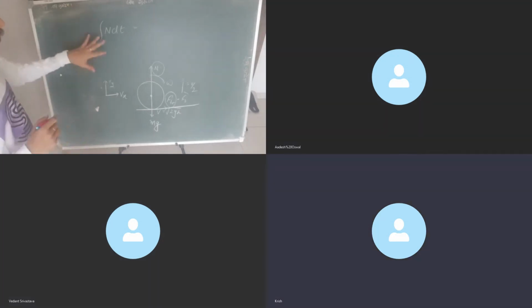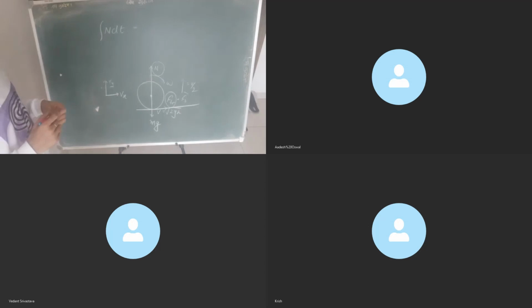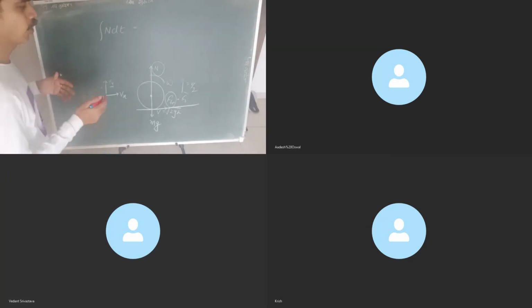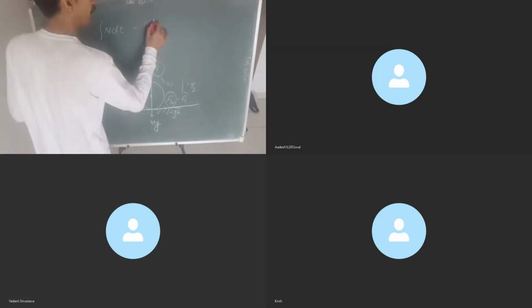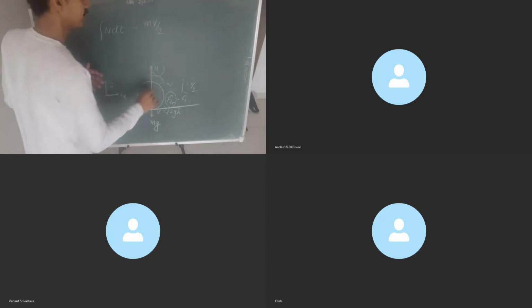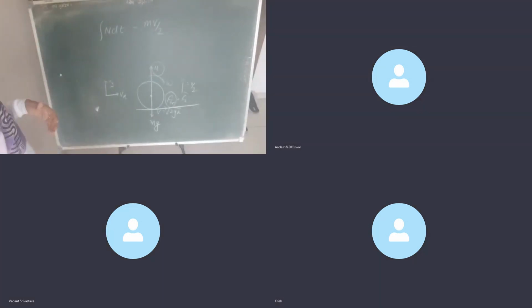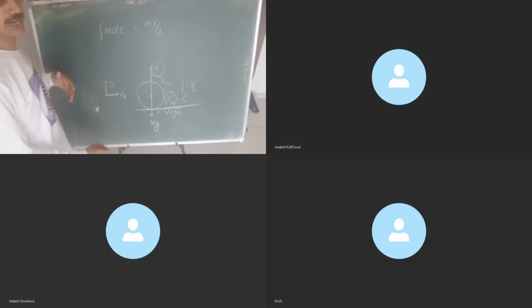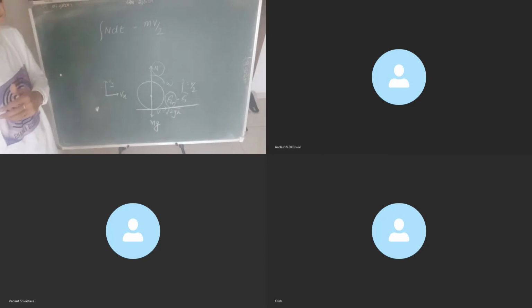So just before event, just after event, you know that only normal can be ascribed the change in momentum. So let me ascribe the change in momentum to normal and ask you, what is final momentum? You will say m into v by 2, right? Then I'll ask you, in which direction? You will say upwards, correct?